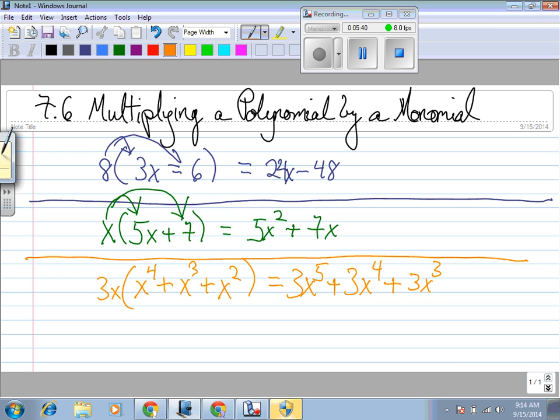cubed. Okay. x to the first times x to the fourth is 1 plus 4. Then 1 plus 3 and 1 plus 2. Again, you have to remember the product of a power. Product of a power. All right, one more practice one. I'm having you write them all out, saving the book for your homework.